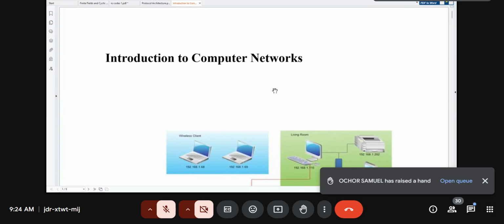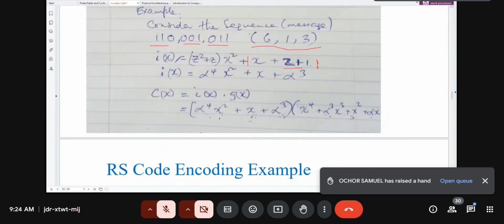Yes, please. You can maybe just repeat how you got I of X. How did I get I of X? Oh, this I of X, you're simply saying this is a message. This is a message sequence you want to send. You see now our message has to have 3 symbols. So I'm looking at a case whereby this is what you are to transmit. This is actually your message. We want to know what you will transmit.